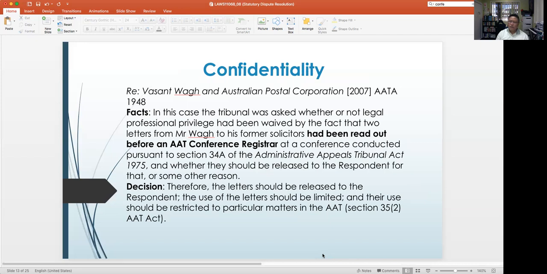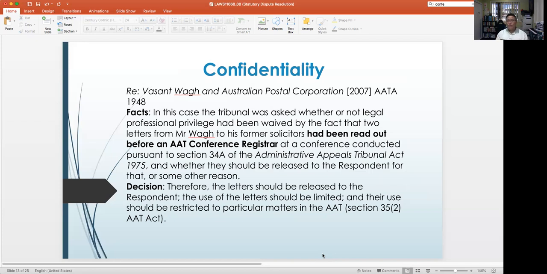One of the cases that we should be considering, and this case is highlighted in the study guide, is the case of Vasant Wang and Australian Postal Corporation. In this case, the tribunal was asked whether legal professional privilege or confidentiality had been waived by the fact that two letters from Mr. Wang to his former solicitors had been read out before an AAT conference registrar at a conference conducted pursuant to Section 34A of the AAT Act, and whether they should be released to the respondent for that or some other reason.